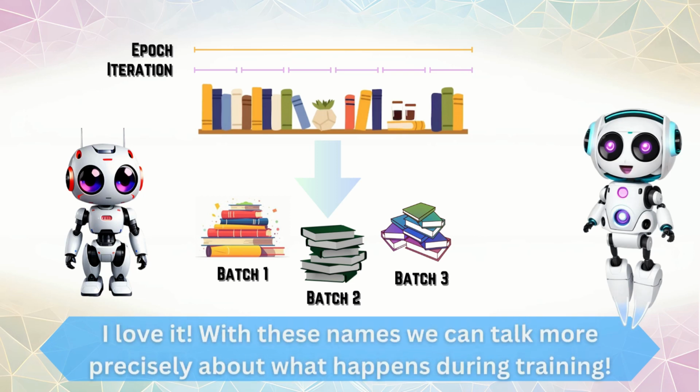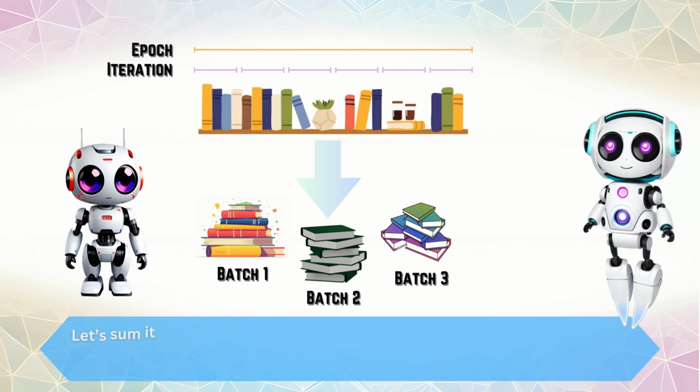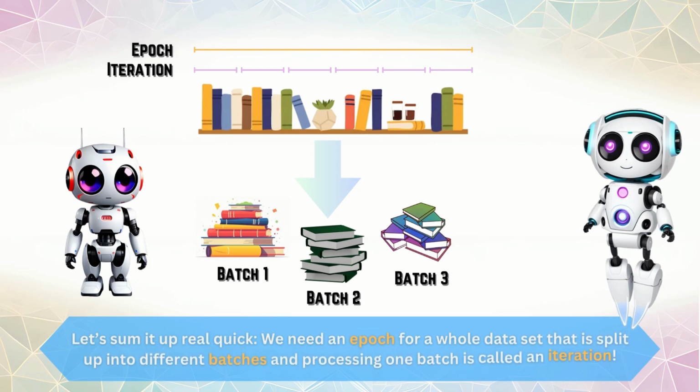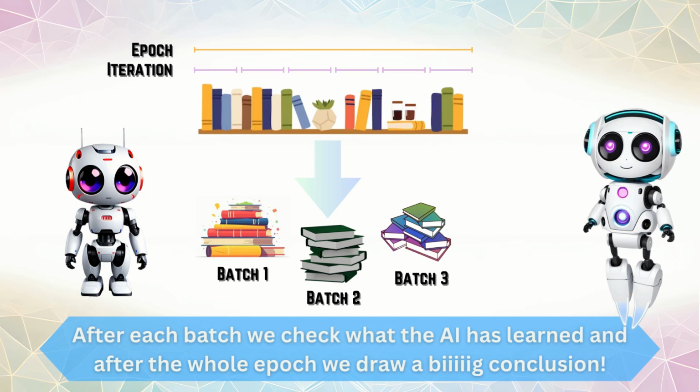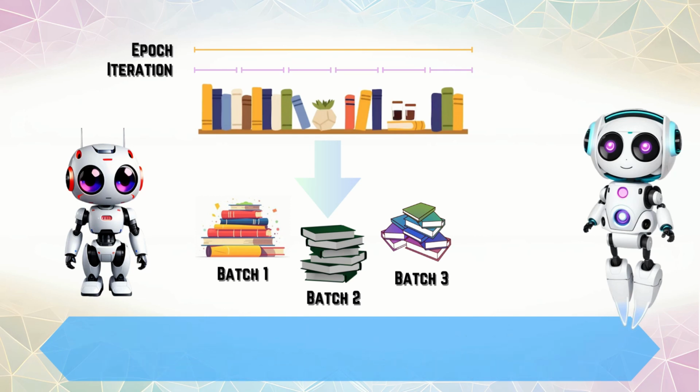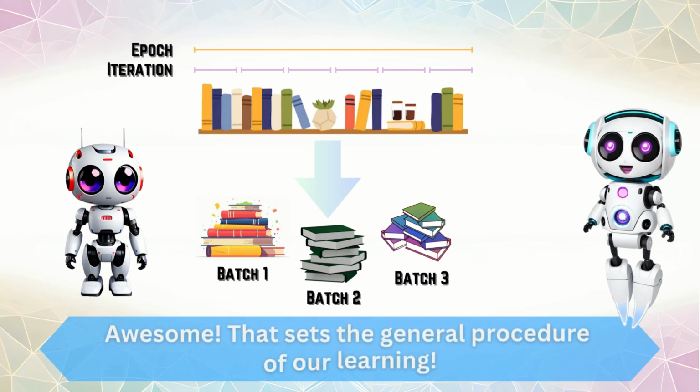With these names, we can talk more precisely about what happens during training. Let's sum it up real quick. We need an epoch for a whole dataset that is split up into different batches, and processing one batch is called an iteration. After each batch, we check what the AI has learned, and after the whole epoch, we draw our big conclusion. Awesome! That sets the general procedure of our learning.